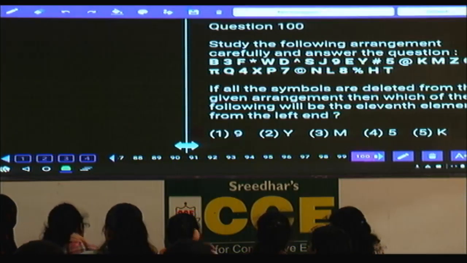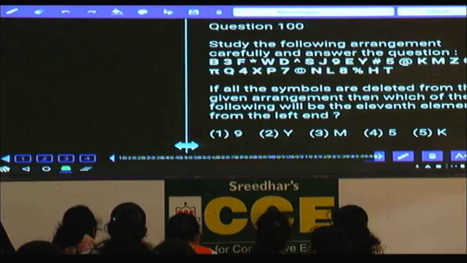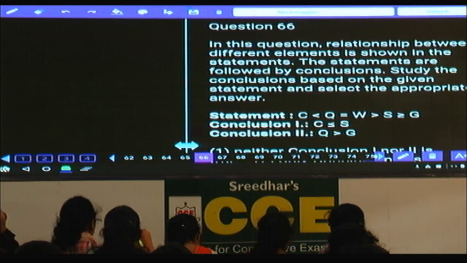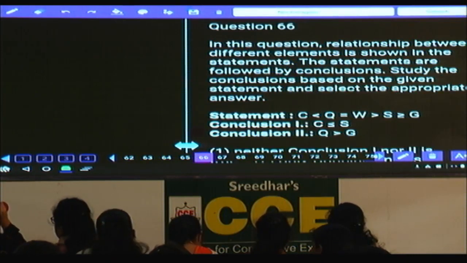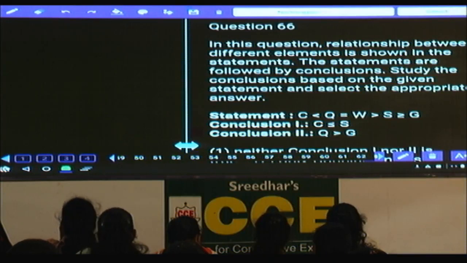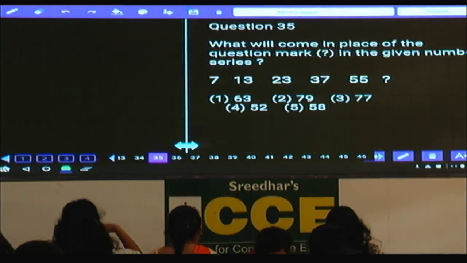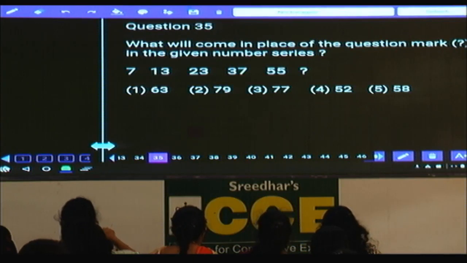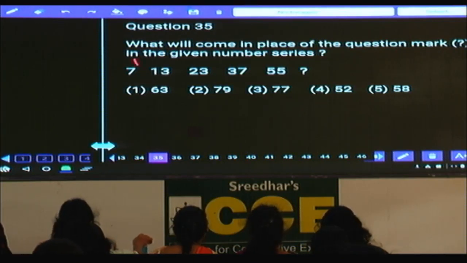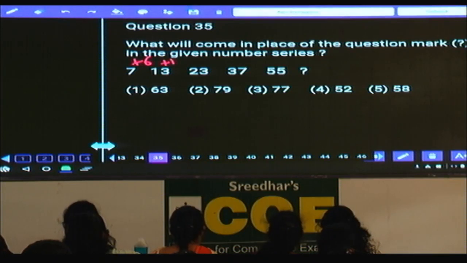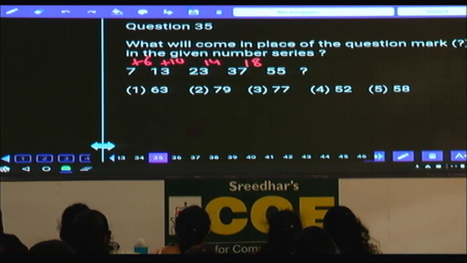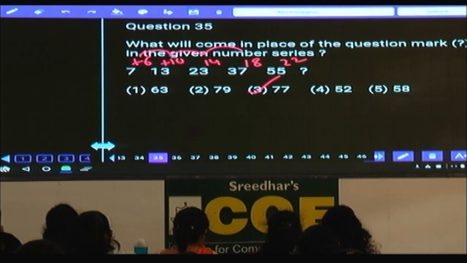Next one is 66 to 71. Now question number 66 to 70. Number series. Economic number? 35. Just starting. Now 35. 7, 13. Numbers are increasing at a smaller rate, so check the difference. What is the difference here? 6. And 13 and 23, 10. 23 and 37, 14. And next one is how much? 18. Plus 4, plus 4, plus 4. 18 plus 4, 22, 77, choice 3.